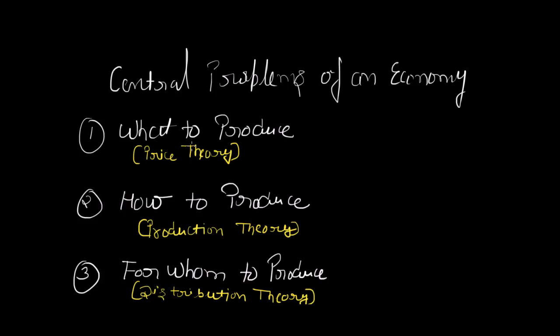Moving further, let us now discuss a very important concept in the chapter, central problems of an economy. What all are the central problems of an economy? This is very important. The first central problem of the economy is what to produce. Not only what commodity to produce, but also in what quantity. What quantity of production should you have?